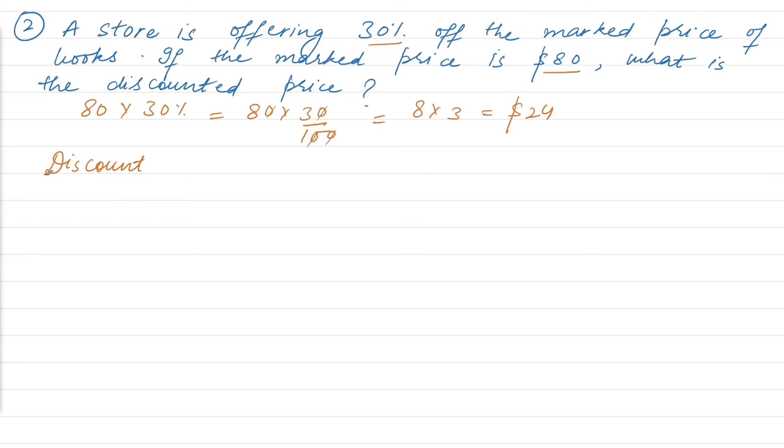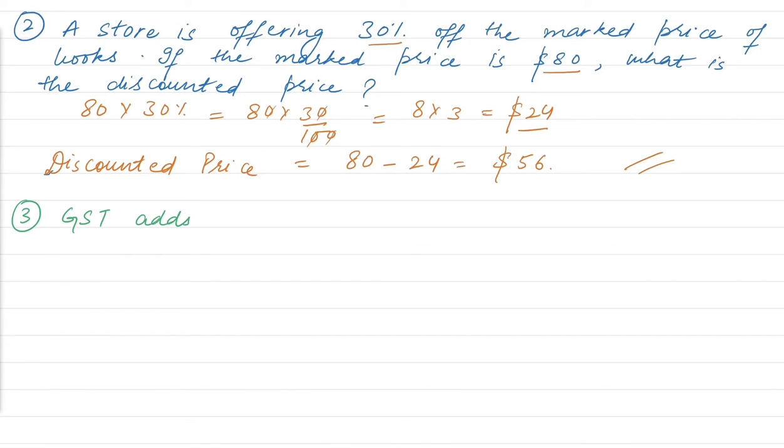Make sure that we need to find the discounted price. We have to keep going further. We need to take this value from 80. 80 take away 24 gives me $56. Okay, so in this way, we can find the actual price of the item after 30% off.